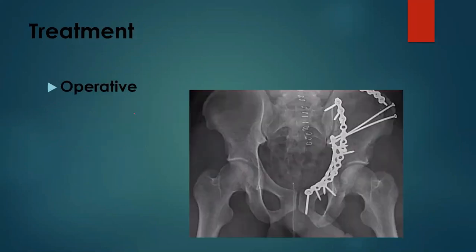The other way of treatment is the operative treatment. Operative treatment, we do open reduction and internal fixation to ensure the reduction of the joint space and the joint line for fixation of the pelvis and the acetabulum as shown here.